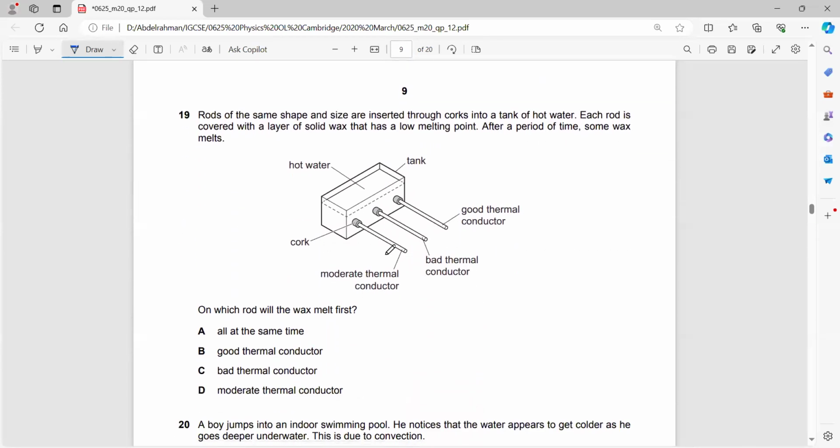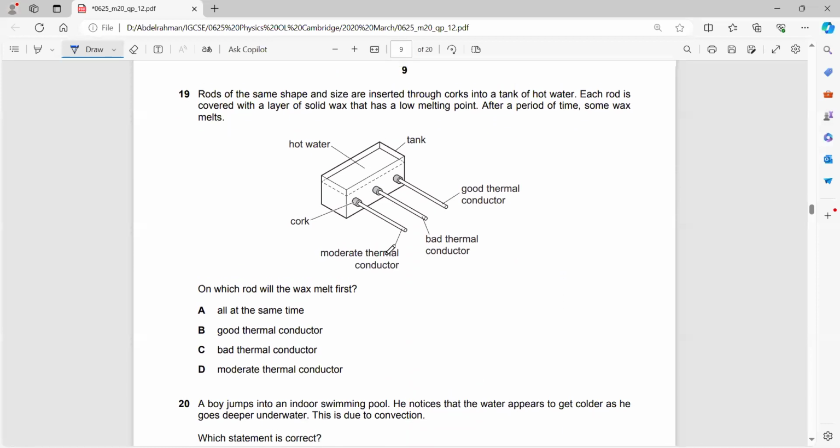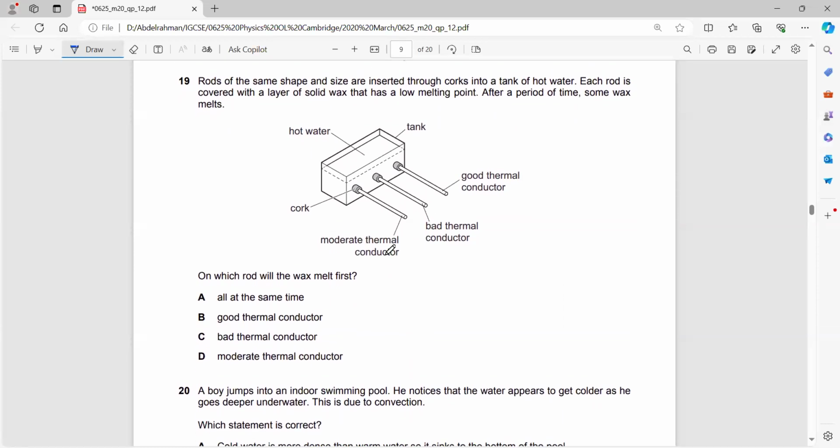Question 19. Any problems with the past question? Rods of the same shape and size are inserted through corks into a tank of hot water. Each rod is covered with a layer of solid wax that has a low melting point. After a period of time, some of this wax melts. On which rod will the wax melt first?